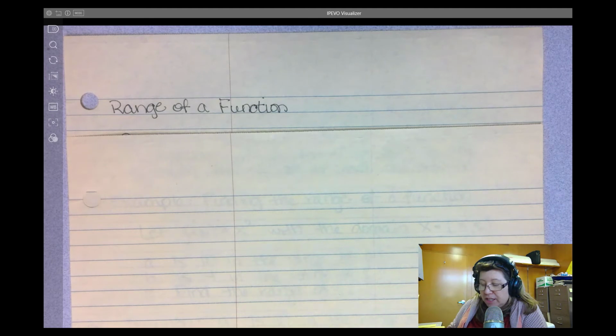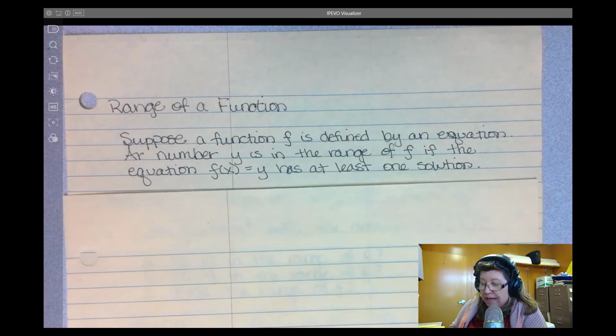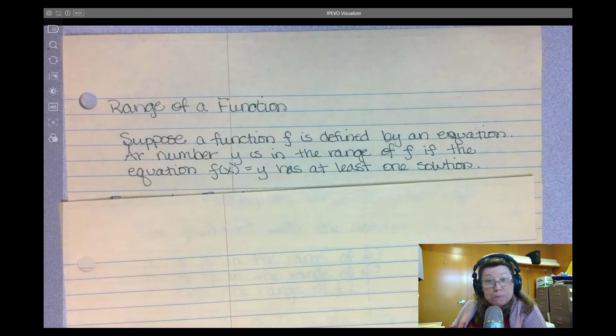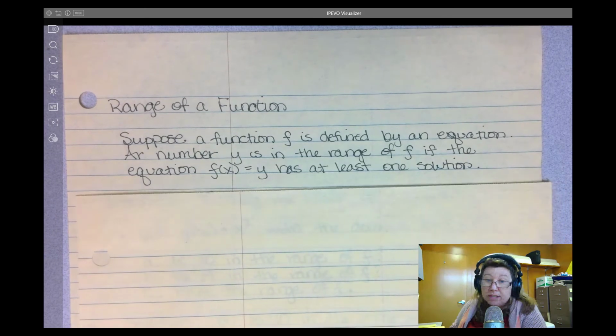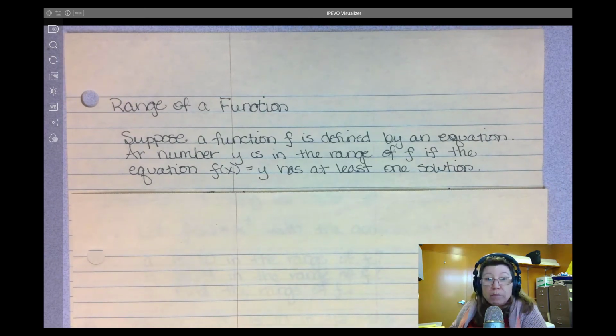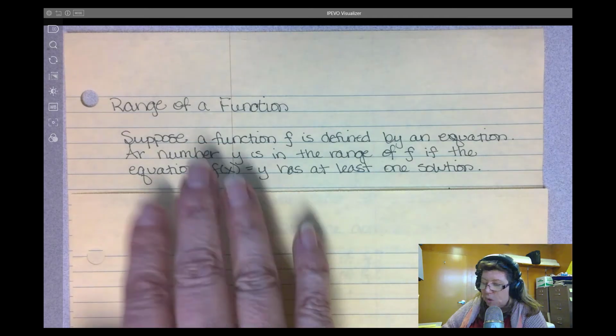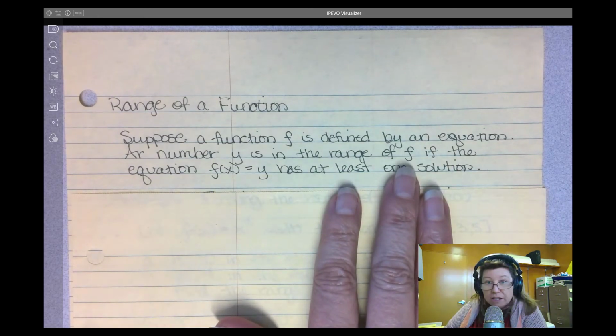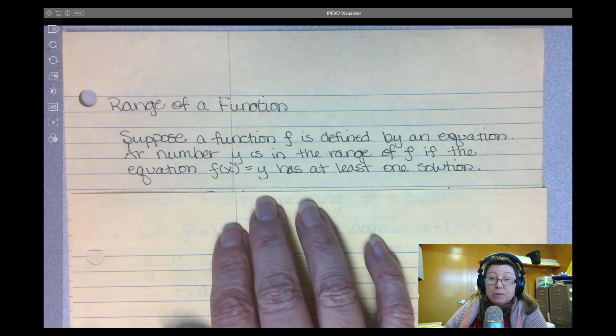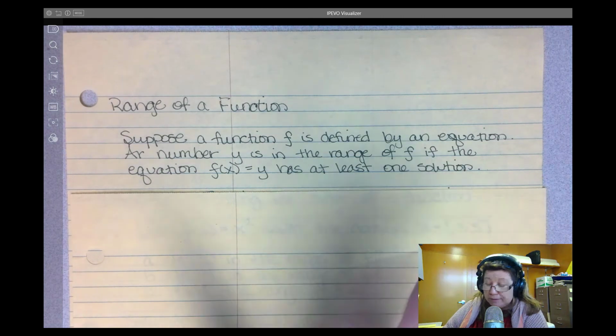The range of a function is the output that comes out after you've decided what your input can be. Remember, we sometimes have limitations on what our input can be, and that might create limitations on what our output can be. So let's suppose that y is the range of our function, and we have at least one solution.